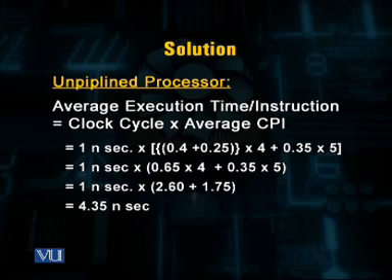And for this example, we know that the clock cycle is equal to 1 nanosecond, and the average clock cycles per instruction depends upon the mix ratio of different types of instructions. As we have said, 40% and 25% of the instructions require 4 clock cycles, therefore 0.65 multiplied by 4, and 35% require 5 clock cycles, therefore 0.35 multiplied by 5. This gives the total average execution time per instruction to be equal to 4.35 nanoseconds.